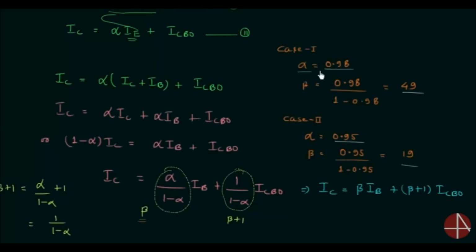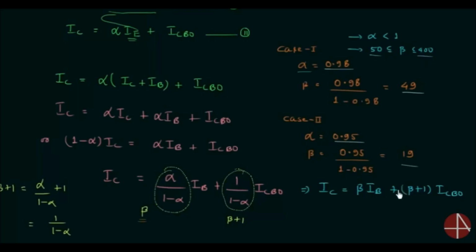Alpha is the amplification factor in common base configuration, and it is less than 1. Alpha is less than 1. Beta is in orders of 100, and the range is from 50 to 400. This is the range of beta.